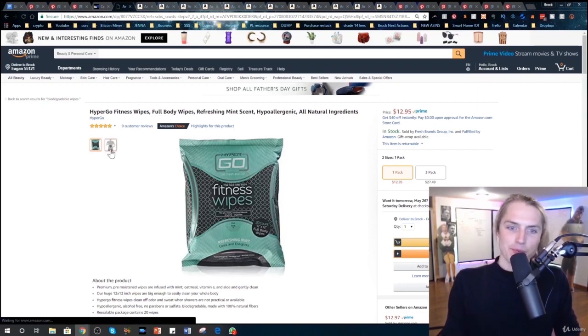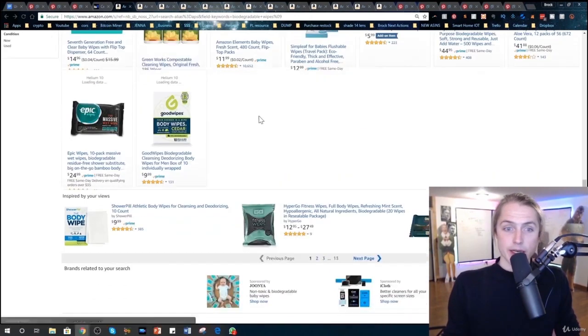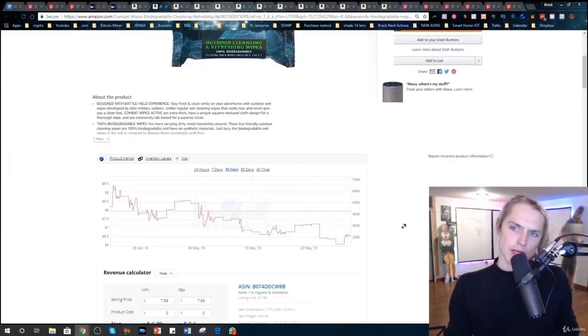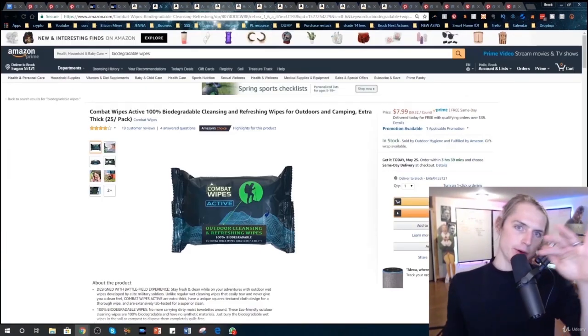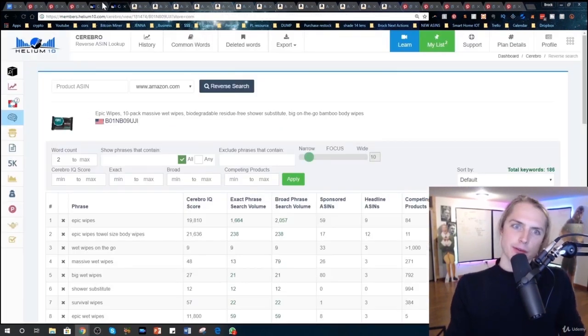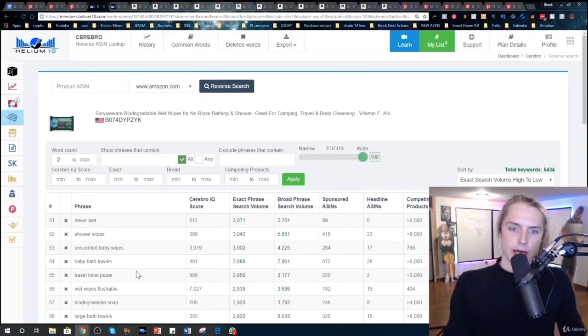Yeah, here's their other one. And then the Epic Wipes came into the market, and they did right here. So they're doing really big and whatnot. We originally went through and did Cerebro, just looking at all the keywords. Now what I would specifically do, so we found that one that is a bit different, the Epic Wipes, is start looking at just what has a crazy high Cerebro IQ score.